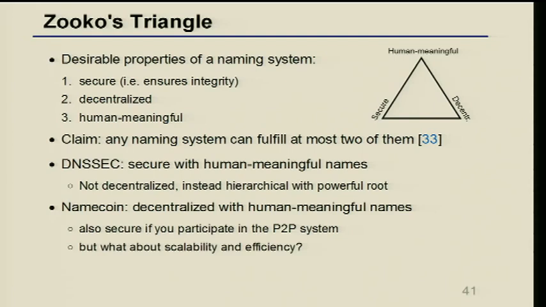And an example for this is DNSSEC. With DNSSEC, you get a secure naming system with human meaningful names. You can choose your name, whatever you want. Yes, if a name is taken, then you can't choose it, but well, choose another one. But it's not decentralized because it's hierarchical. And the root is very powerful, so the root can mess with anyone. So it's not decentralized in the way that Zooko meant it.